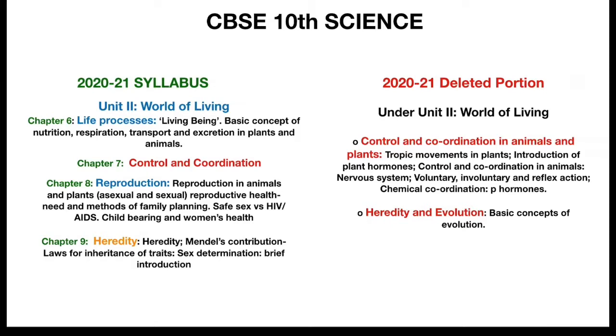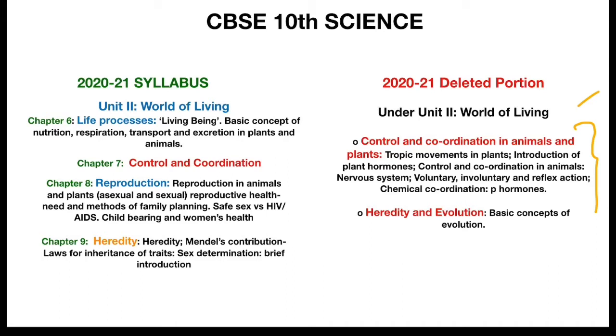Now chapter number 7, control and coordination, which is related to the biology part of science, I think is completely removed from this year's syllabus. If you see, they have mentioned the different subtopics under this chapter, and this is completely removed. I don't see any topic left behind.